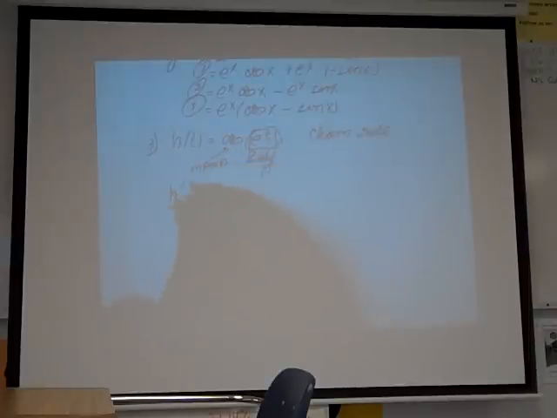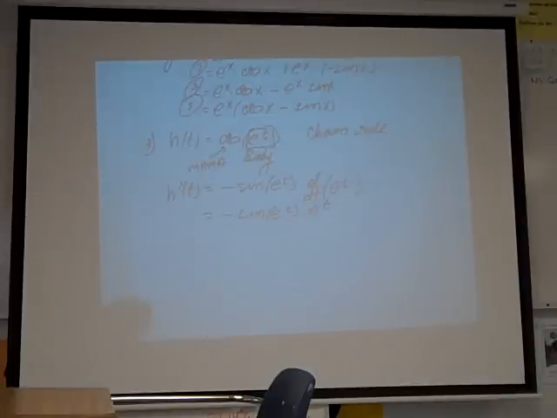So when I find h prime of t using the chain rule, we take the derivative of the mama with the baby left alone, so it's going to be negative sine e to the t times the derivative of the baby. And what's the derivative of the baby? Well, that's just going to be e to the t. So negative sine e to the t times e to the t power. That's your derivative. Another way you might see it is negative e to the t times the sine of e to the t. You could leave it this way, you could leave it that way. That's all perfectly acceptable. That's your chain rule.